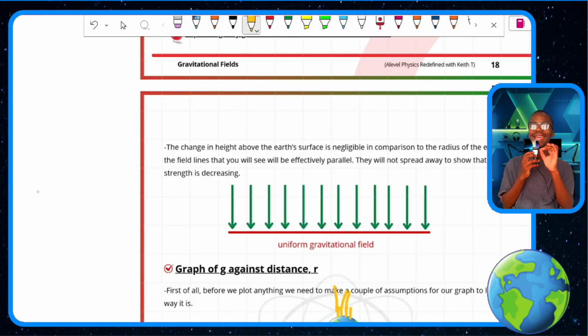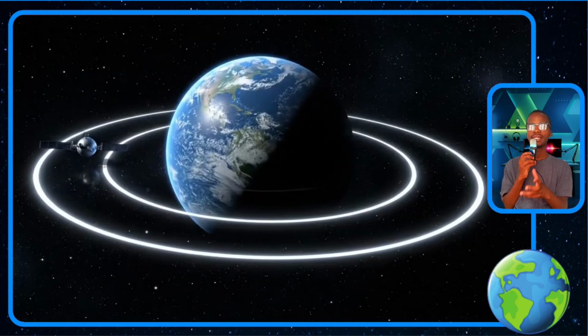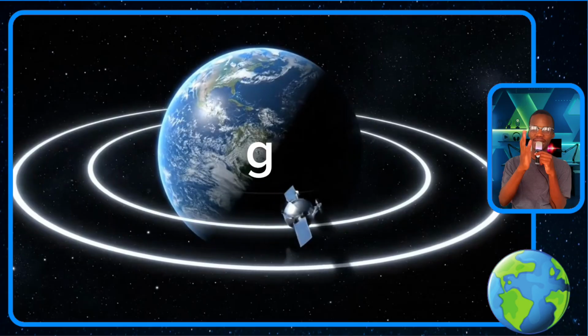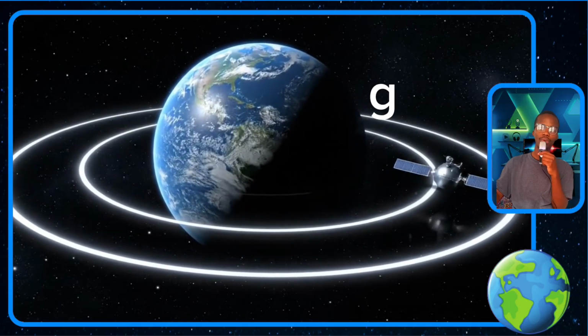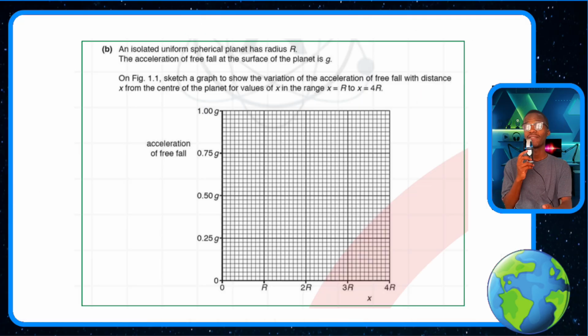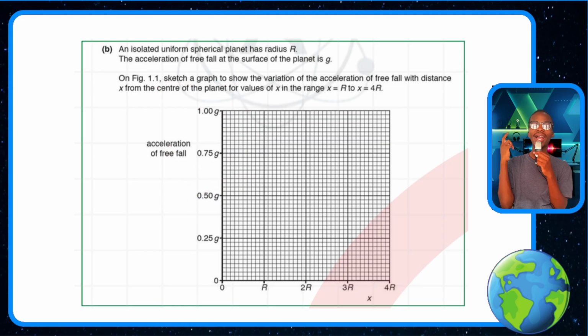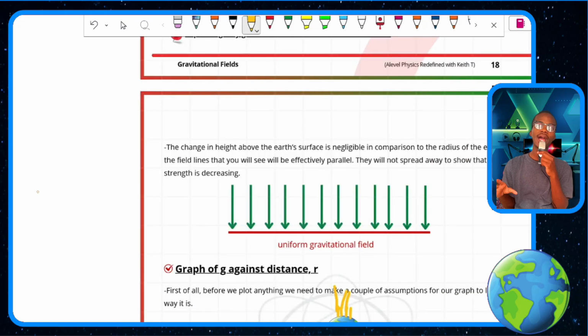Now, what we're now focusing our energy on is sketching a graph that shows the variation of g against r. So we want to see how the value of g changes as we move from the center of the Earth up until a certain point. And questions will give you this graph, either asking you to sketch it accurately, which we're going to do together, or asking you to describe or obtain information from a given graph. So let's get to it.